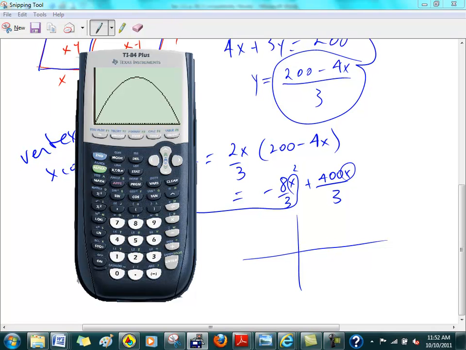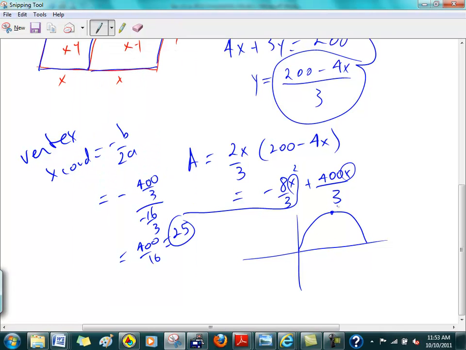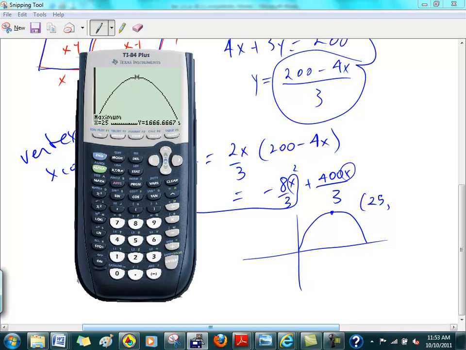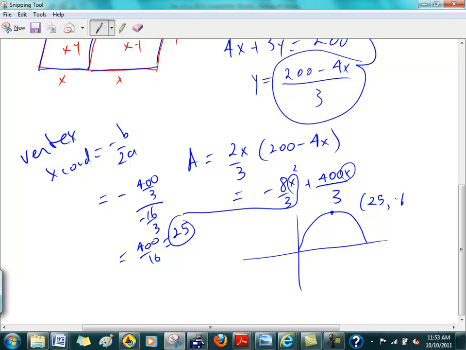Does everybody know how to find the maximum on your graphing calculator? What do you do? Second what? Never trace, never trace. Second calc, number 4. Take it to the left of it, take it to the right of it. And your answer should be 25 for x for sure, right? So your vertex looks something like this. That'd be your calculator. 25, 1666.67. So you know that this is looking like a third.